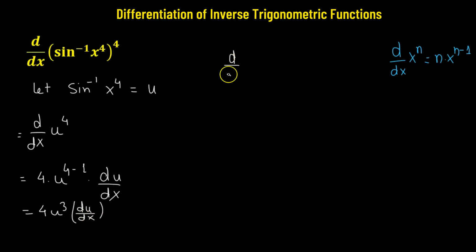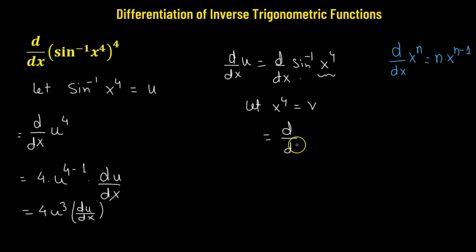So we have d/dx of, so u here is sin⁻¹(x⁴). Now let's make an assumption here. So let's say x⁴, let this be the variable v. The derivative then becomes d/dx of sin⁻¹(v). Right, so what we've done, we replaced x⁴ with v. We have d/dx of sin⁻¹(x), so here we have 1 divided by the square root of 1 minus x squared.